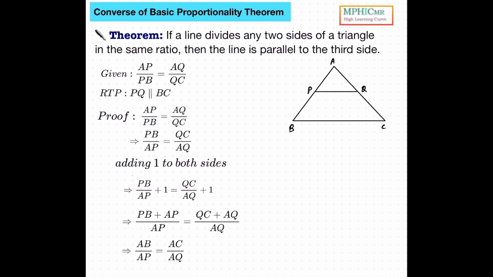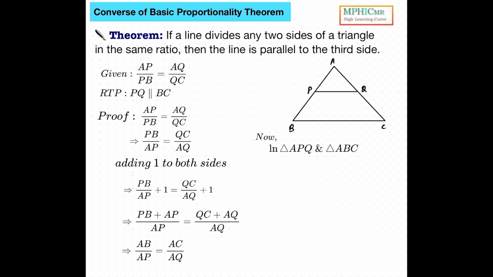When we add PB plus AP, we'll get AB, and when we add QC plus AQ, we'll get the side AC. So we'll get AB upon AP equals AC upon AQ.